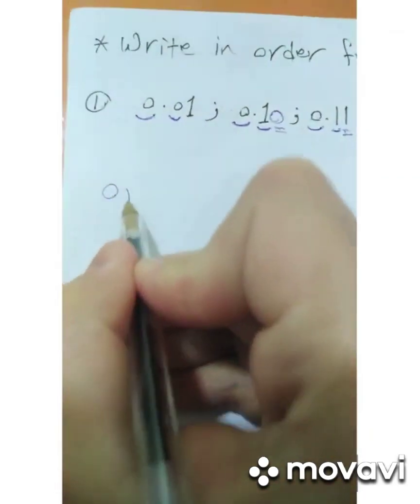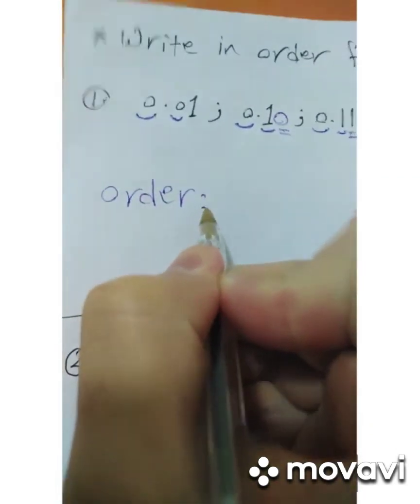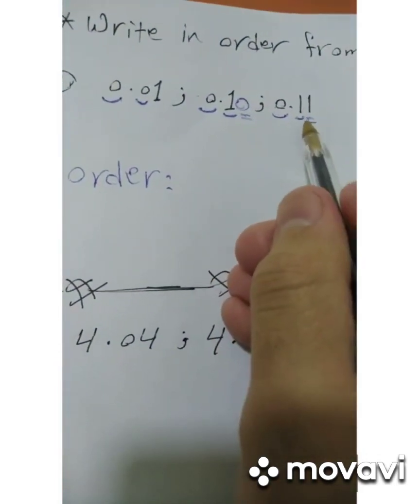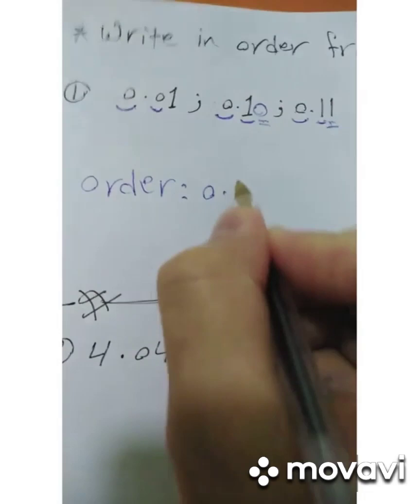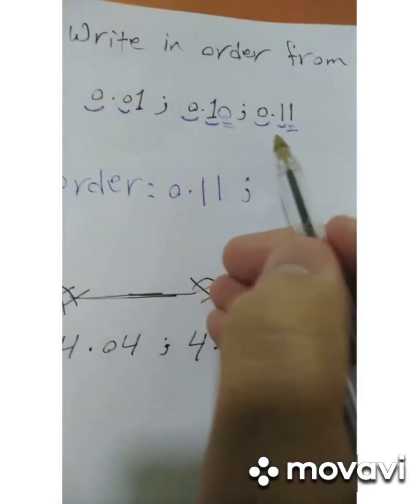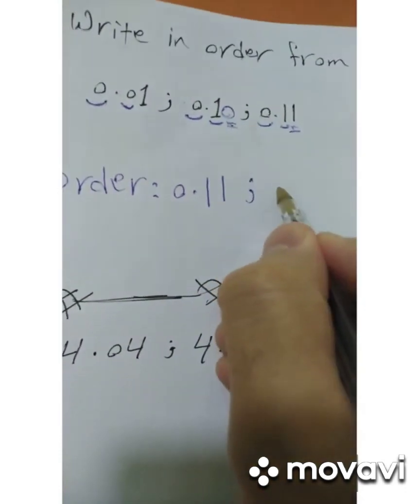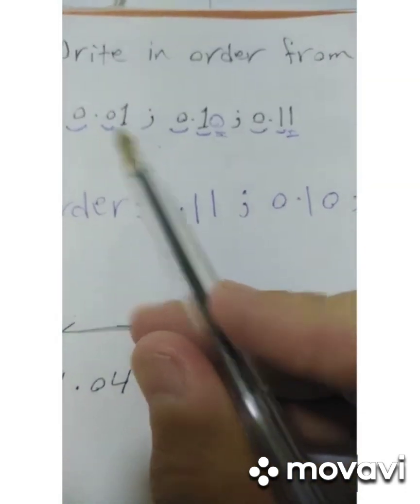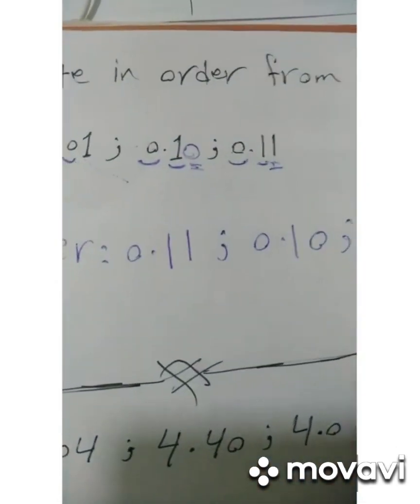So now order, we arrange them from what? From greatest to least. So the greatest one is what? 11 hundredths. What is after? Yes, 10 hundredths. And the smallest one is 1 hundredth.